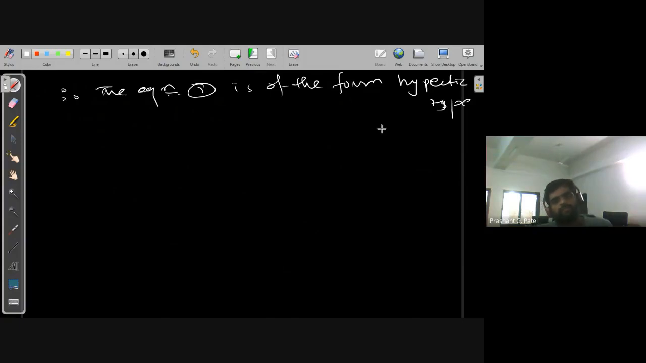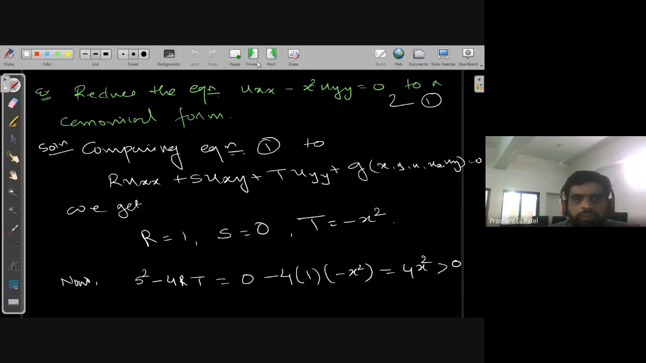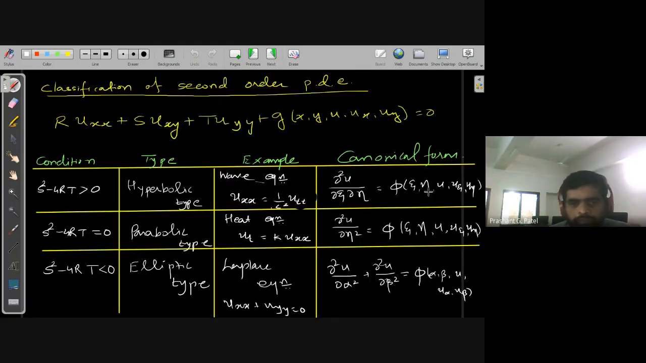So this is the type. So it is a classification of this second order partial differential equation. Among these three, it is hyperbolic type. Now we need to calculate what will be a reduced canonical form. That means I need to reduce this equation into this form, that is hyperbolic type. That is the first case we have. So your canonical form should look like this: del square u by del xi del eta.